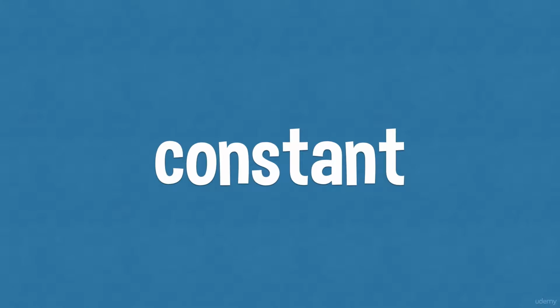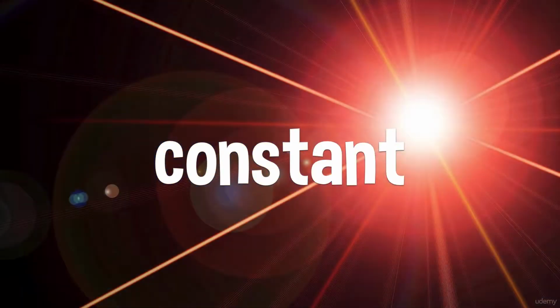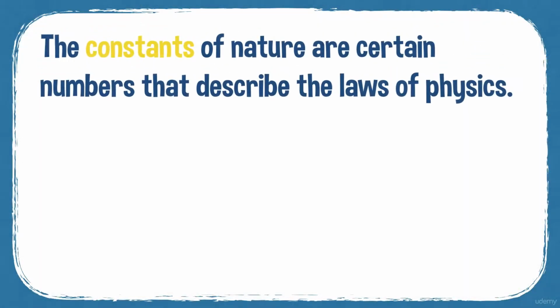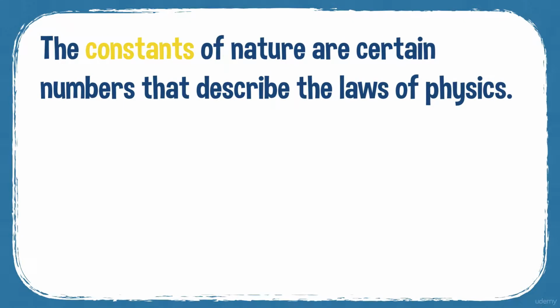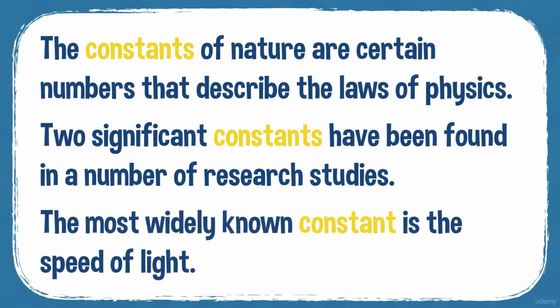Constant. A constant is a thing or a value that always stays the same. It never changes. So, for example, the speed of light is a constant. So, for example, the constants of nature are certain numbers that describe the laws of physics. 2 significant constants have been found in a number of research studies. The most widely known constant is the speed of light.